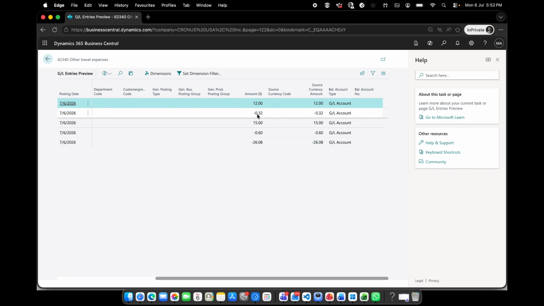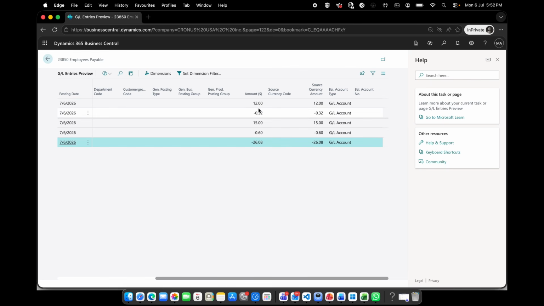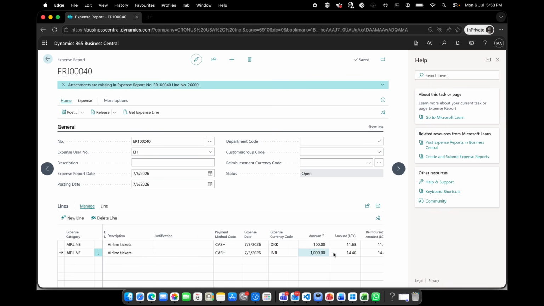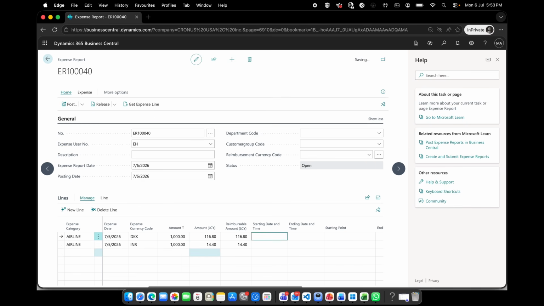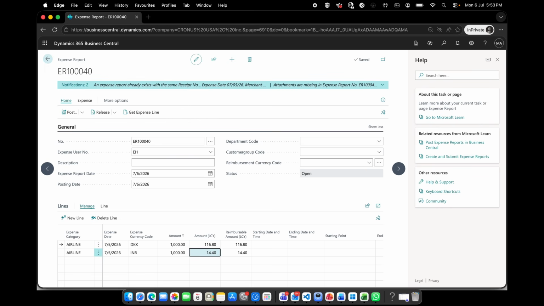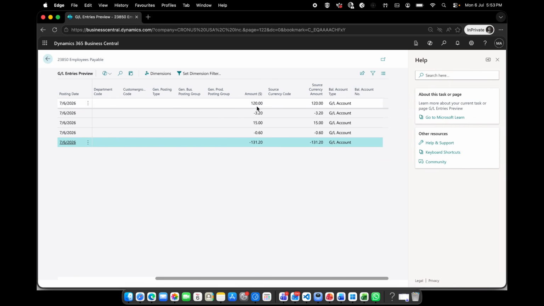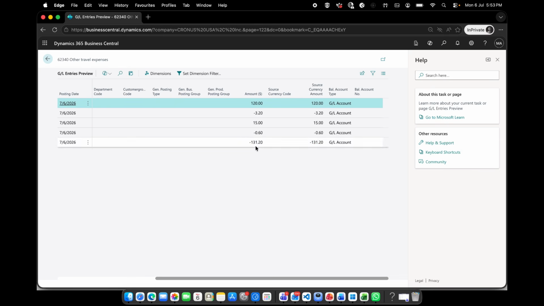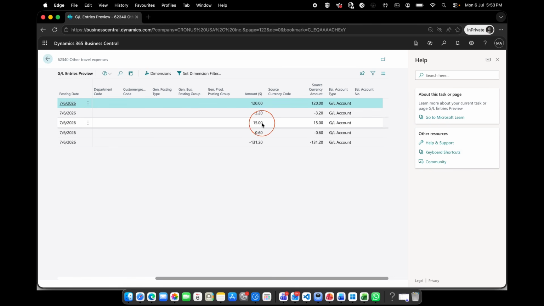So it went 12 here, 15 to this, and then the entire amount went to 26. Let's see. Yep. You know what? Let me make this 1,000 as well. Makes more sense. Yeah. So the 175 was basically 116. Now, so that makes more sense. Okay. So now what happens is that the employee gets 131. 120 was this, and 15 was this.